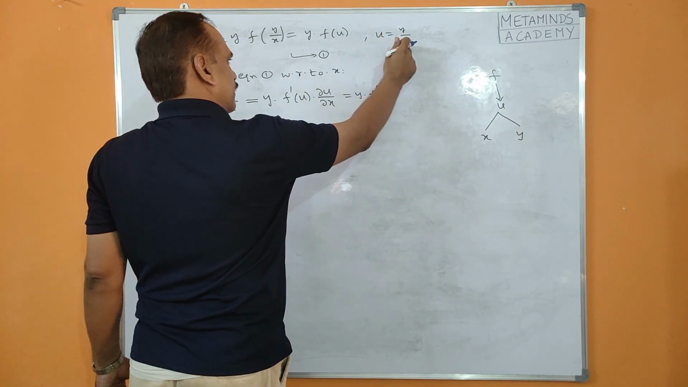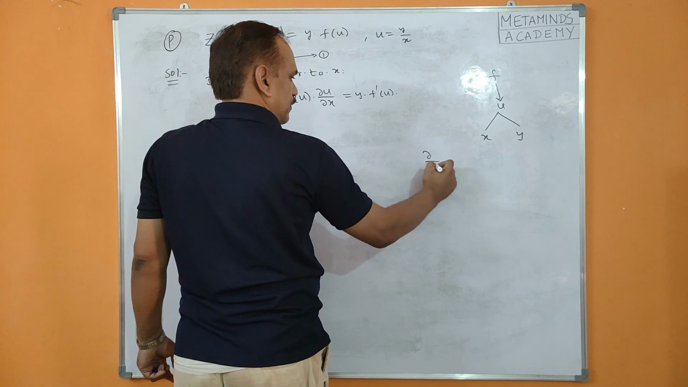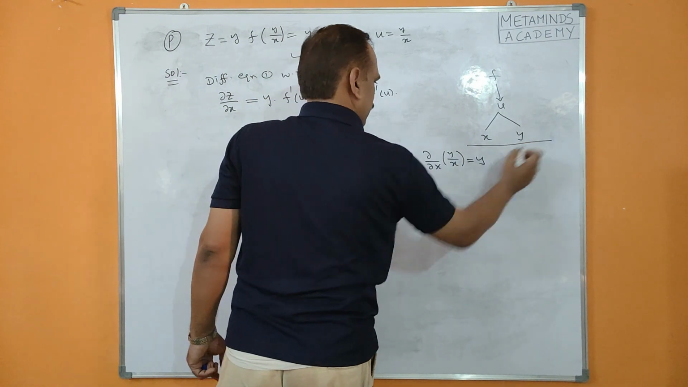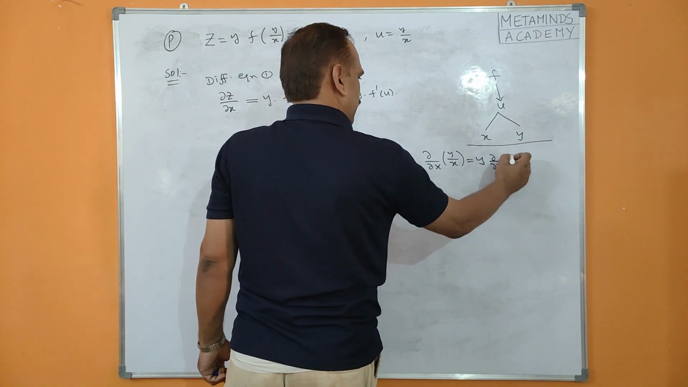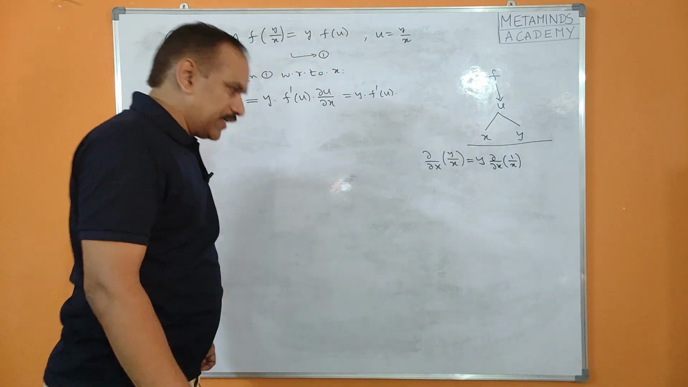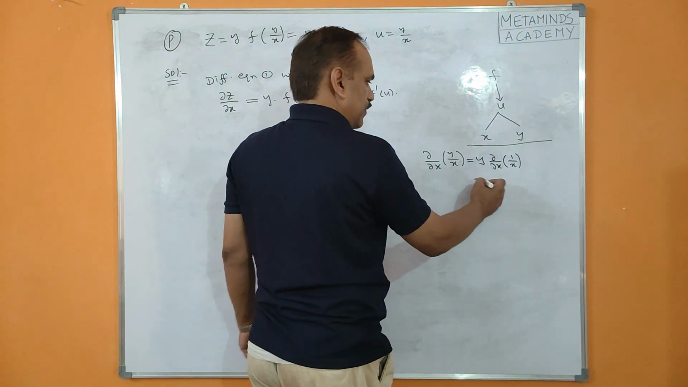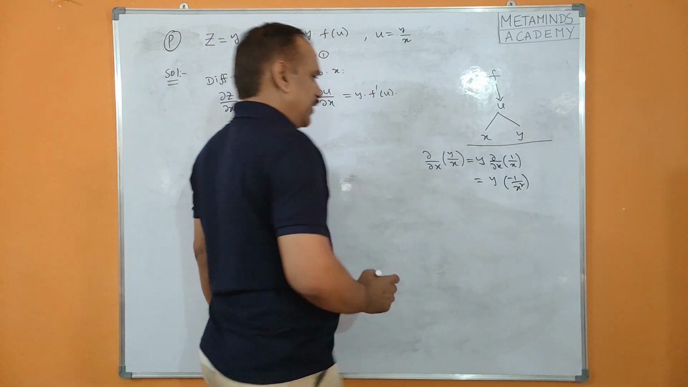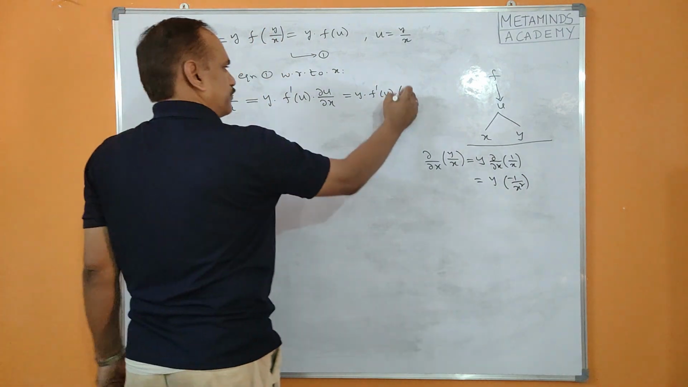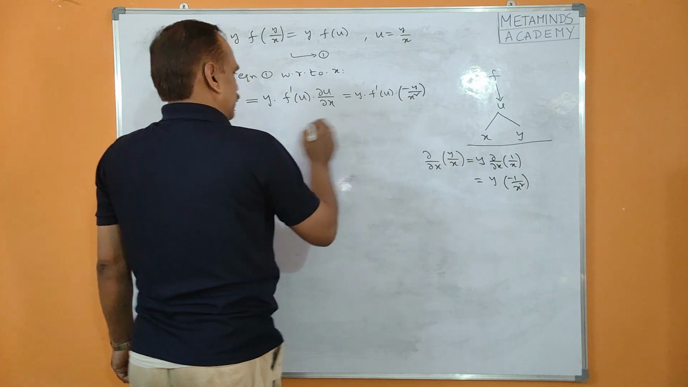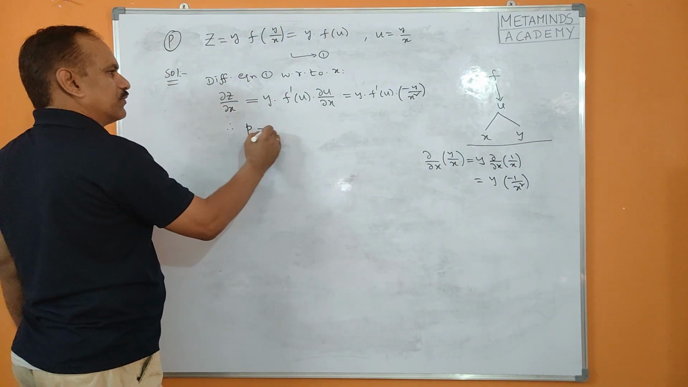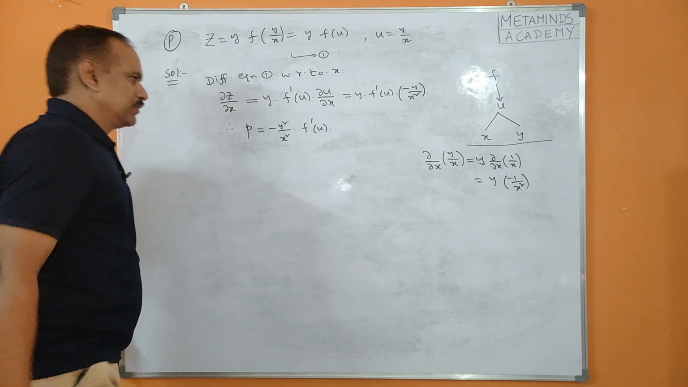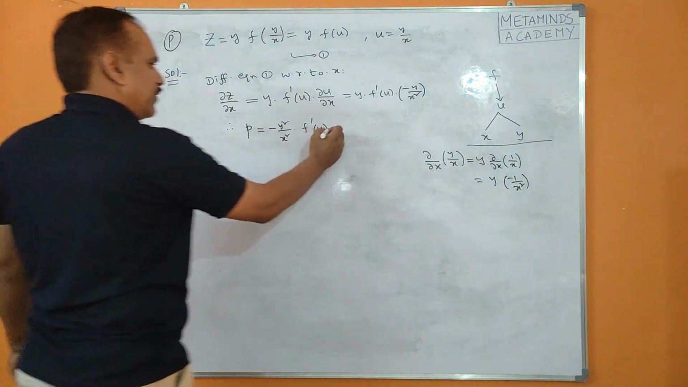What is dou u by dou x? Dou u by dou x is dou by dou x of y by x. y is constant, so you can take it out. So it is y into dou by dou x of 1 by x, which is minus 1 by x square. So it is minus y by x square. So therefore we got p equal to minus y square by x square into f dash of u. This is equation number 2.